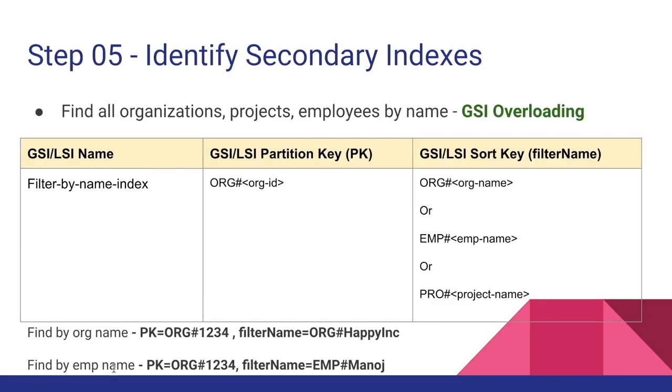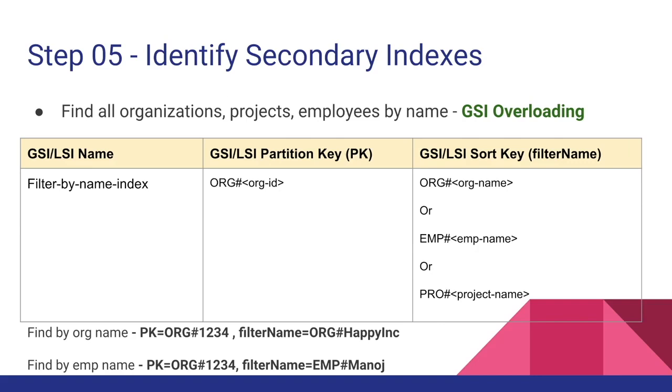Similarly, if I want to find an employee by name, then the partition key is org hash 1234 and then the filter name equals emp hash, let's say I'm searching for the employee called Manoj, then Manoj. So I don't have to use the employee ID here. Now we can satisfy this access pattern as well.